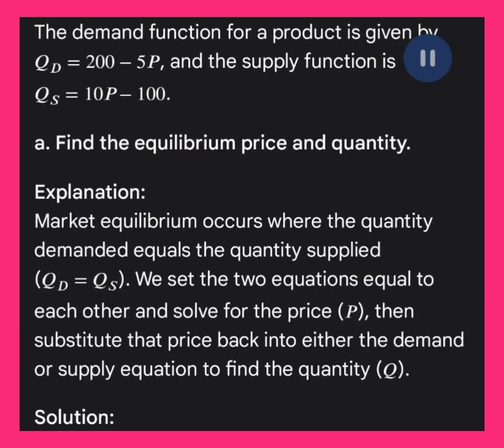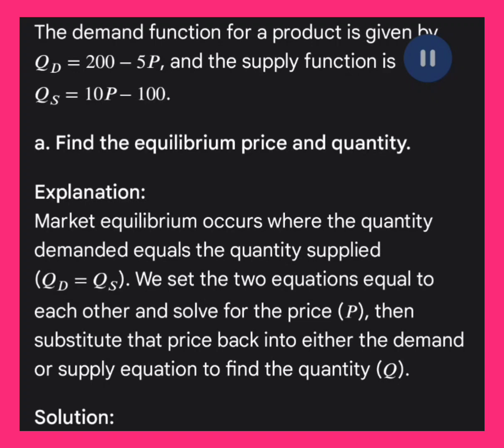The demand function for a product is given by Q_D equals 200 minus 5P, and the supply function is Q_S equals 10P minus 100. A. Find the equilibrium price and quantity.